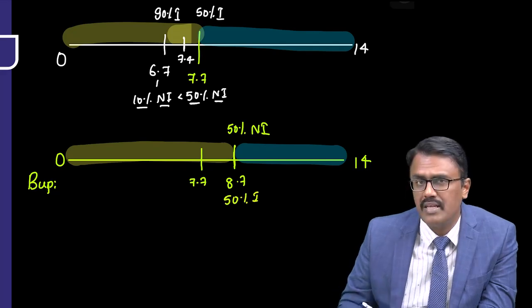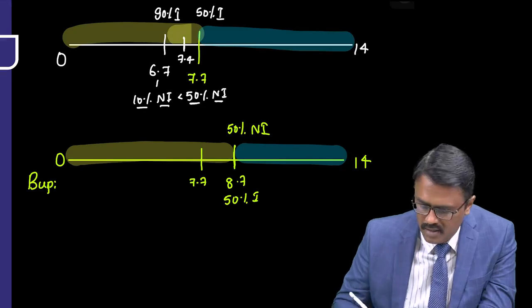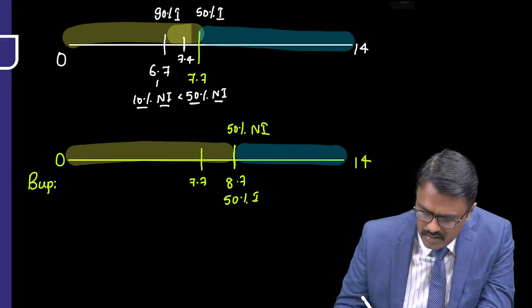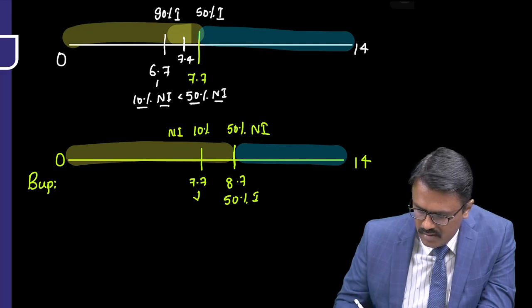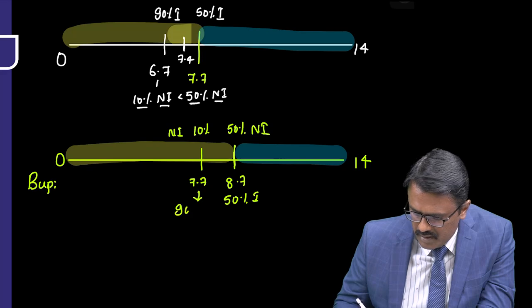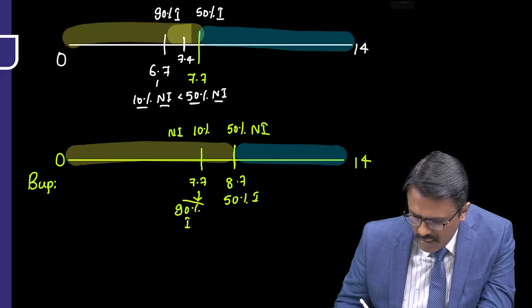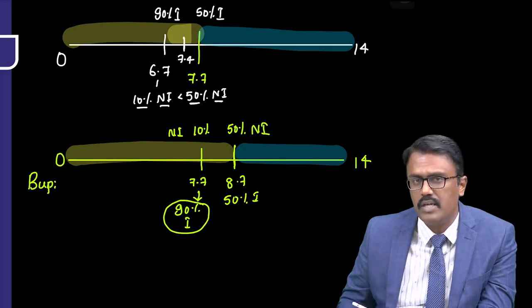Now if you move towards a pH of 7.7, now how much is it? It is acidic environment, so it is around 10% non-ionized, but 90% it is ionized. So more is ionized at a pH of 7.7.